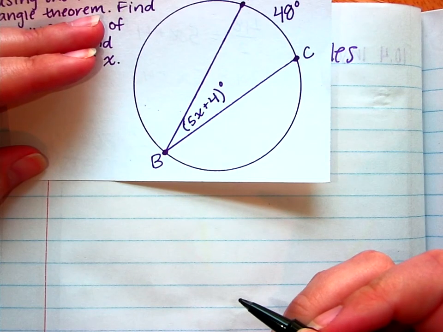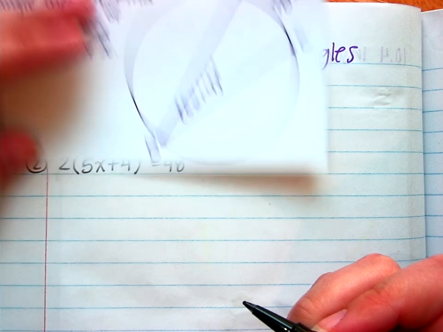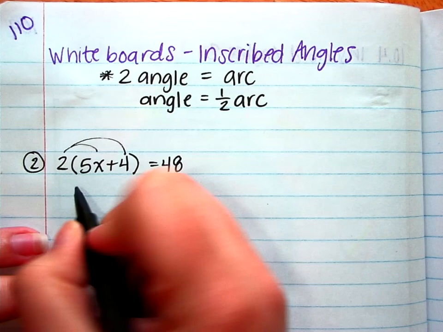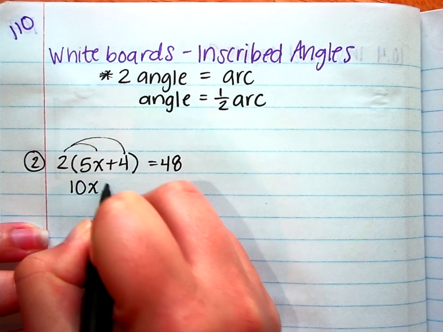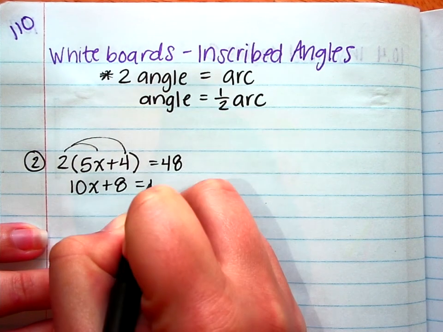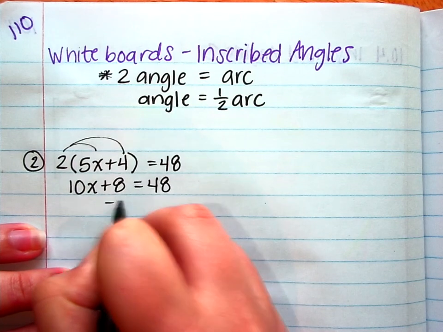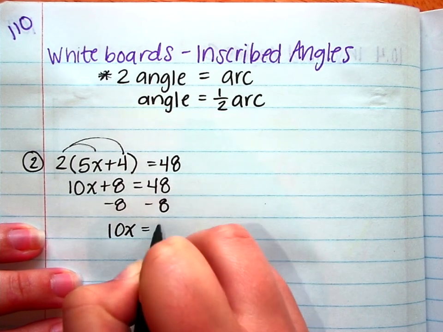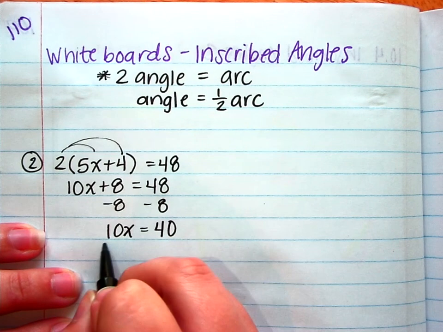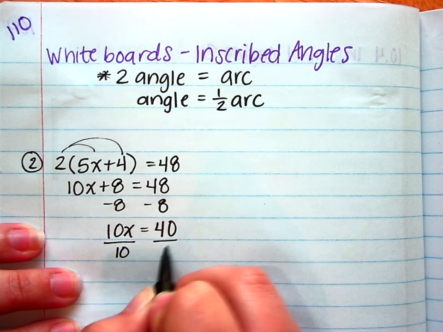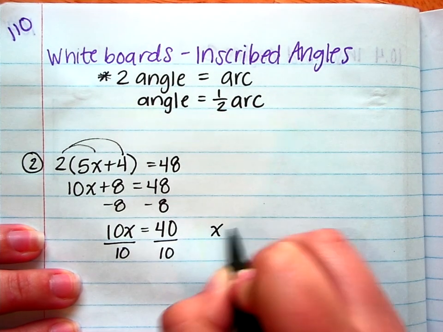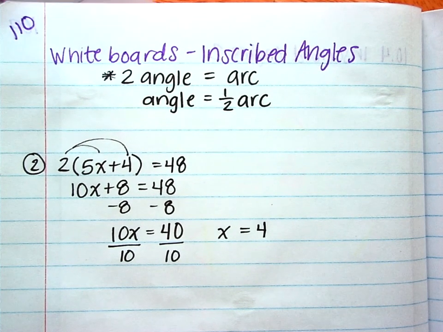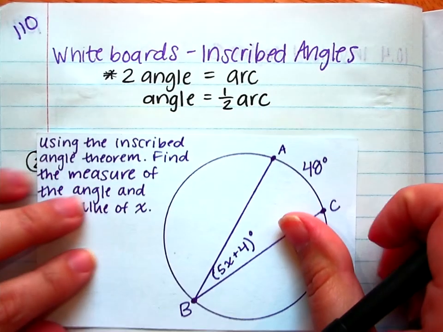Okay, that was the picture. So distribute the 2 to both of those terms. 10x plus 8 equals 48. Subtract the 8, subtract the 8. 10x is equal to 40. And divide by 10. X equals 4. So that's how you find the value of x.